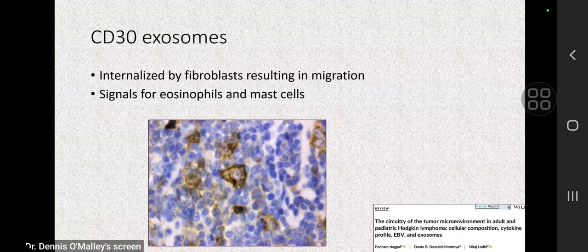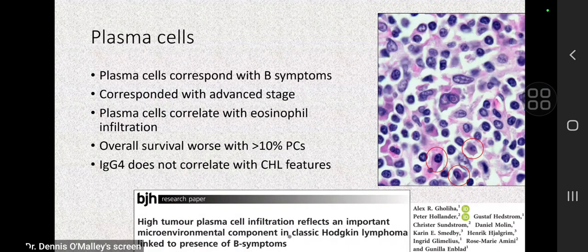Plasma cells, it turns out, interestingly, I thought this was kind of cool. I had never really made any effort at noticing plasma cells, but it turns out that plasma cells correspond with B symptoms in Hodgkin. It's kind of an interesting thing. They correspond with advanced stage and correlate with eosinophil infiltration.